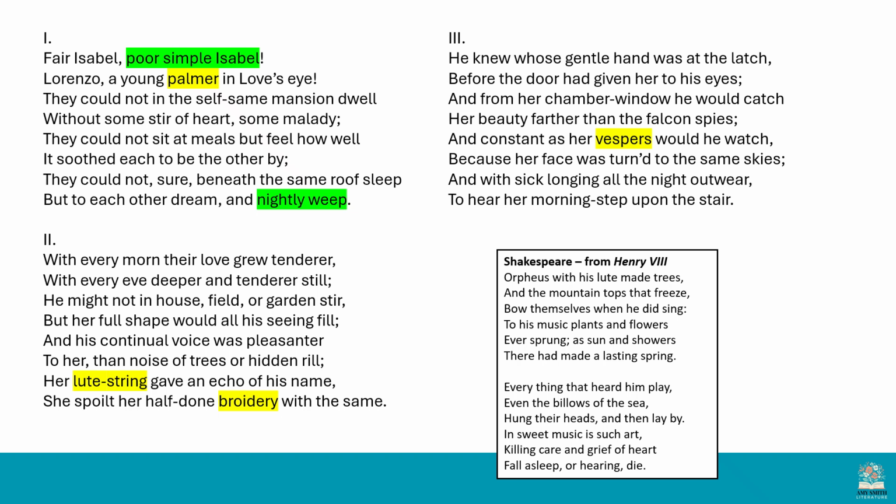Okay, we're going to start with stanza 1. What an opening line. Fair Isabel, poor simple Isabel. Now, in the modern world, we might take this as being a little bit of an insult. However, I don't think it's supposed to be offensive in terms of Keats calling Isabel simple. It's supposed to suggest that she focuses on the fundamentals of life.